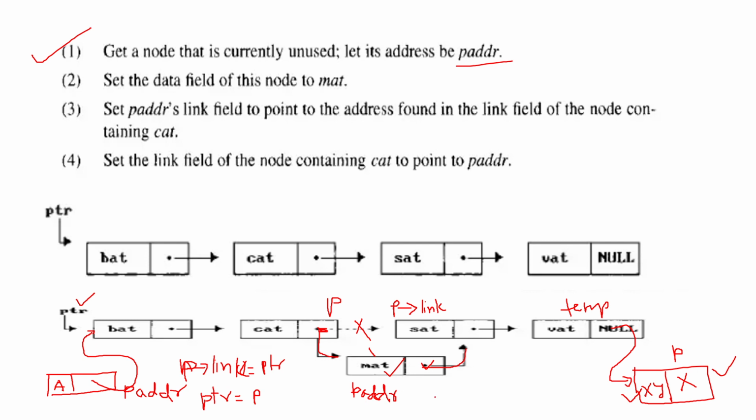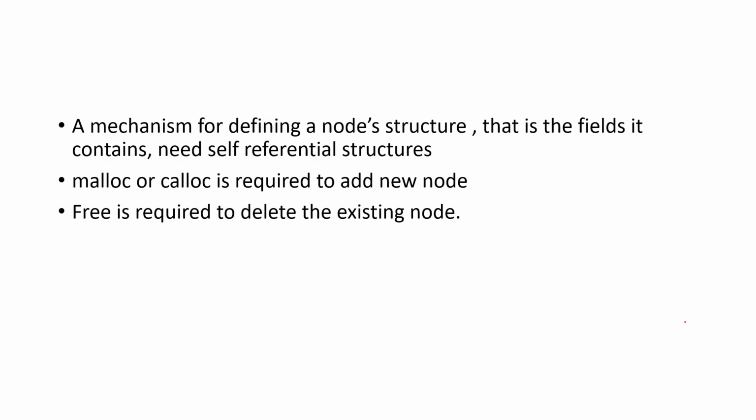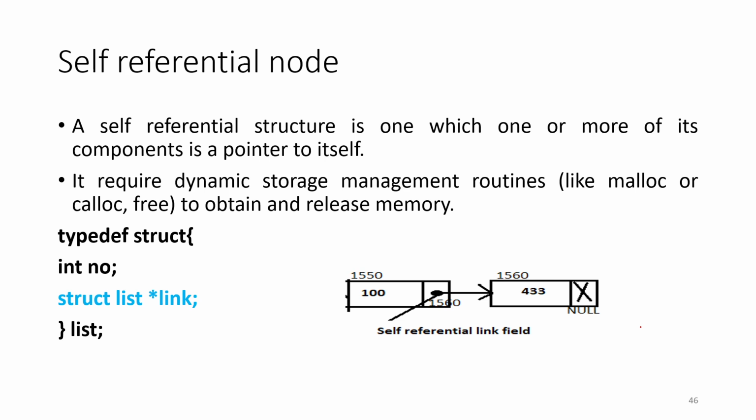So in this we have seen anywhere insertion, insertion at the beginning, insertion at the end. These are the three different insertion operations. The next is how to acquire a node. I can call malloc function or calloc function. This can be used to add a new node. Whenever you want to remove a node from the linked list, you can call free function.